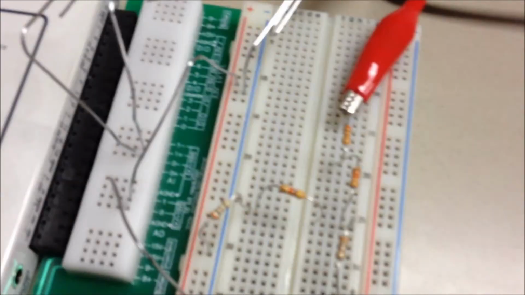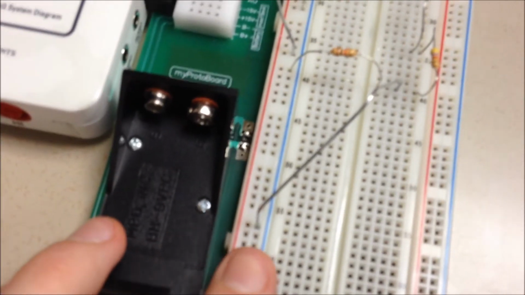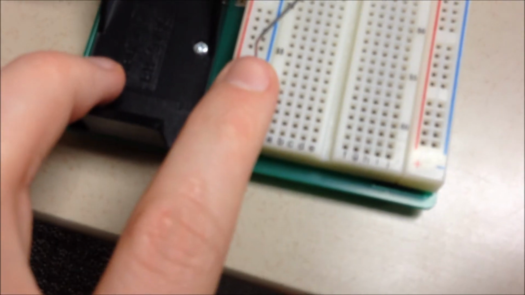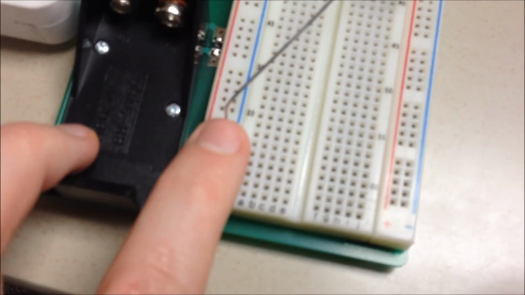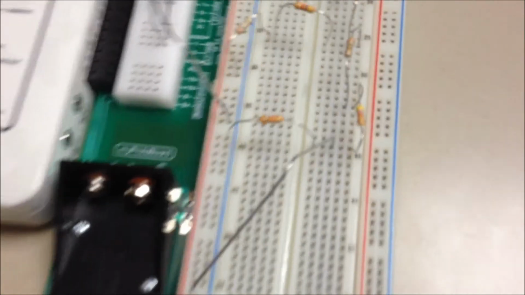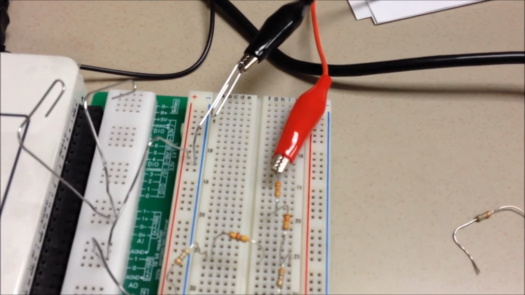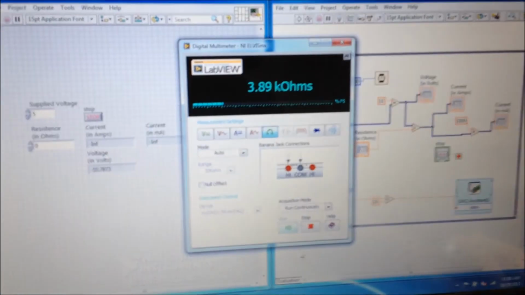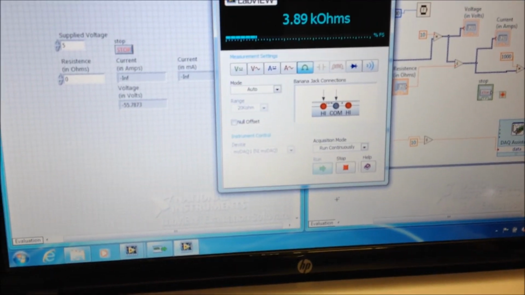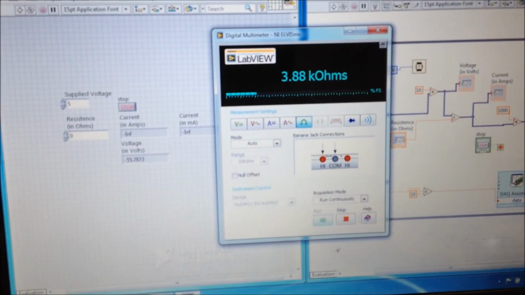Now to measure R Thevenin, all you have to do is short the power supply. Make sure that your positive is connected to your ground, and completely removing the VS out of the circuit. And then you can leave your alligator clips kind of where they're at to measure R Thevenin, and you start your ohm meter here. We get about 3.89, 3.88 k ohms, which is what is expected.